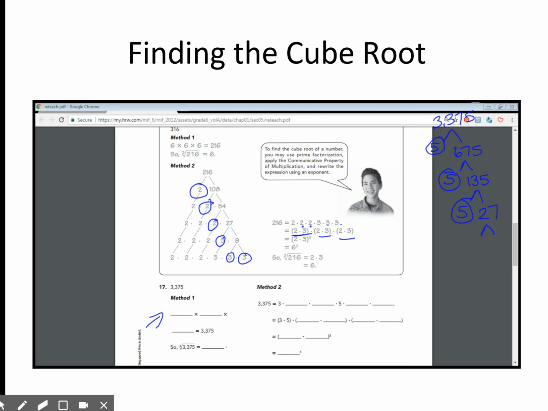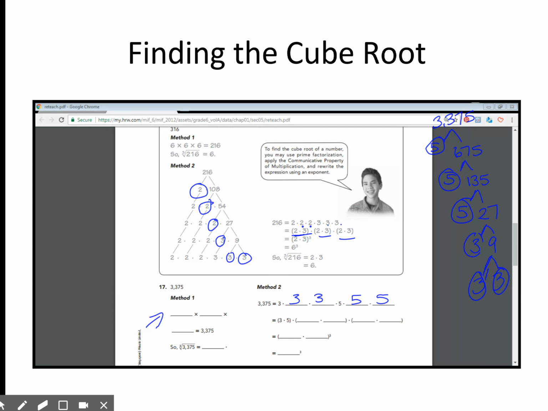27, I can't divide by 5 here, but 27 is 3 times 9. And 9 is, I shouldn't have circled that 9, I apologize. And 9 is 3 times 3. So 3,375 is 3 times 3 times 3 times 5 times 5 times 5.